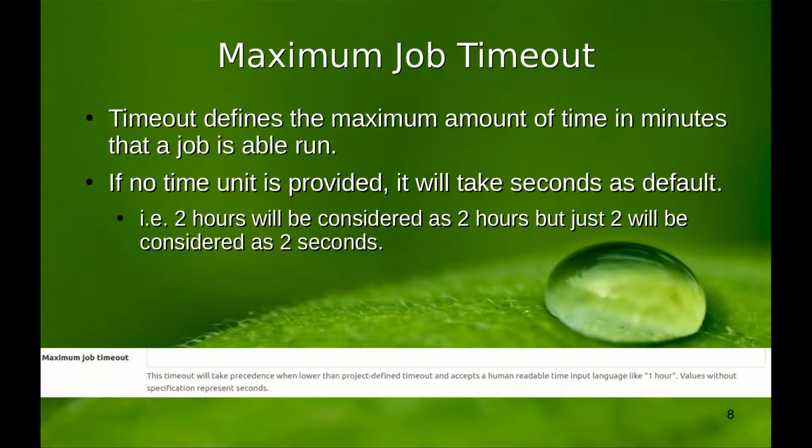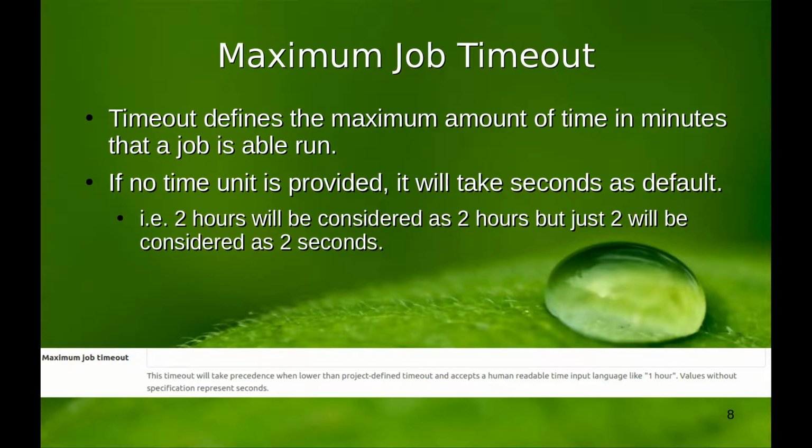Maximum job timeout. Here we have two timeouts: maximum job timeout and project timeout. The default time interval for project timeout is 60 minutes, that is 1 hour, but the maximum job timeout for a particular runner is generally not defined. If no time unit is provided, it will take seconds as default, such that 2 hours will be considered as 2 hours, but just 2 will be considered as 2 seconds.